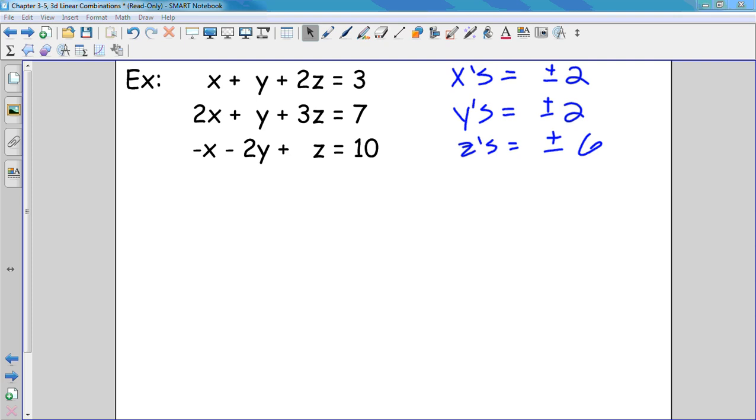Which one would you choose? X's, Y's, or Z's? I would probably pick the X's, and I'll tell you why. If I choose the Y's, I have two, they're both positive, aren't they? But what would you have with X's? If I choose one and three, one's positive, one's negative. You can choose Y's, it doesn't matter. Okay, I'll pick the Y's because that's what you would have chosen, and we'll see what you run into. So we're going to eliminate Y's.